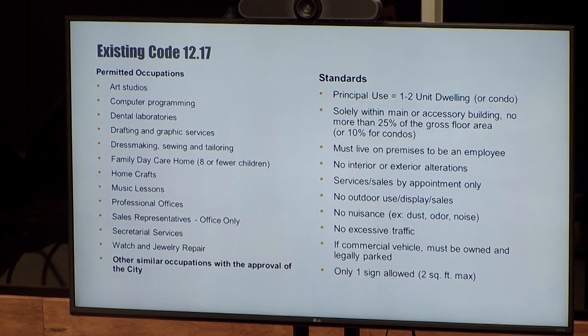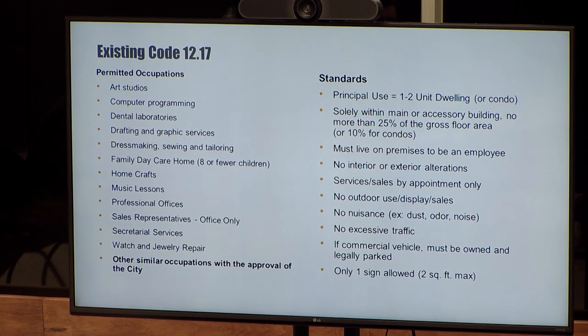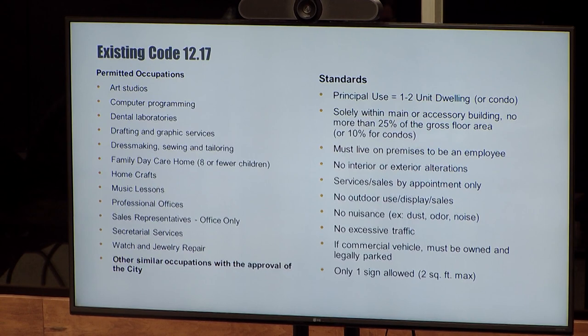So on the left, this is our existing zoning code, section 1217, which lists the exact uses that are allowed now in the home occupancy section. All are, for the most part, low intensity, not very wild uses. But there's that last bullet point that says other similar occupations with the approval of the city, so there's some interpretation introduced. And even with the list above, there's interpretation of what home crafts can be, or music lessons, and so on. The standards on the right are currently within our code as well.